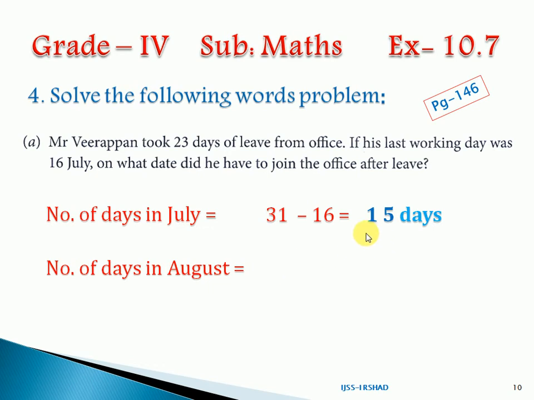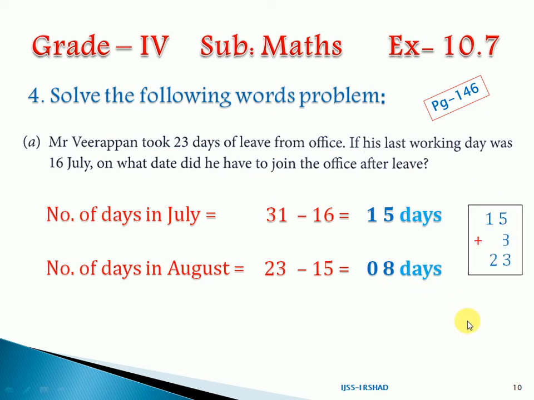And then from that I will subtract this 15, and whatever comes will be the number of days utilized in August. So write here 23, because this is the total number of his leave, and from this he has finished 15, so subtract 15, it will give you 8 days. Means 15 days he has taken in the month of July, and 8 days in the month of August. If you add these two, you will get 23. You can check on the rough side by adding 15 and 8, you will get 23.